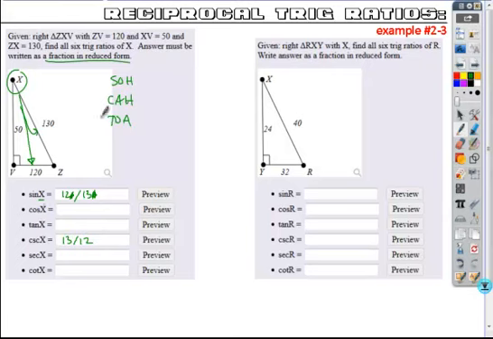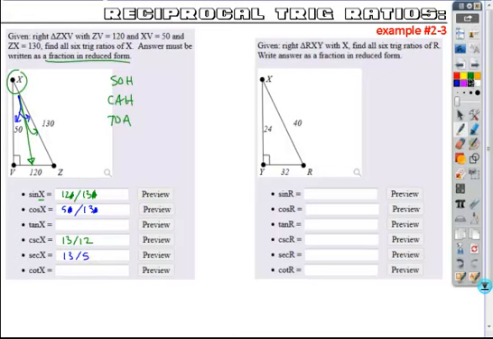When I find my cosine ratio, it is adjacent over hypotenuse. So with respect to x, I have adjacent 50 over hypotenuse 130. The factors of 10 cancel, so I get 5 over 13. And then I can find my reciprocal of cosine, which is secant, 13 over 5.